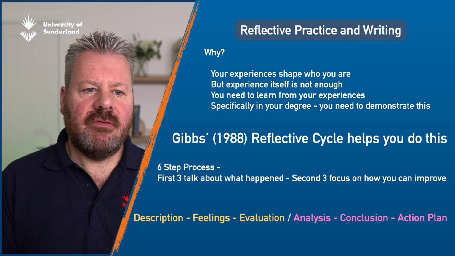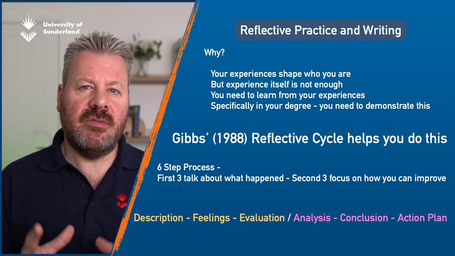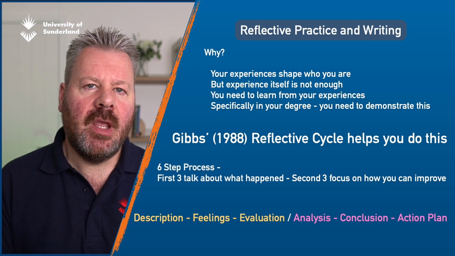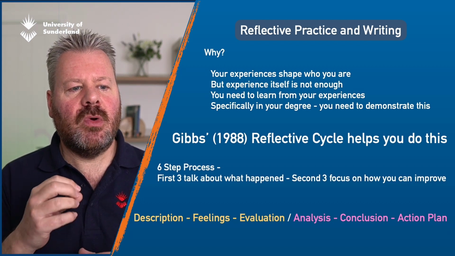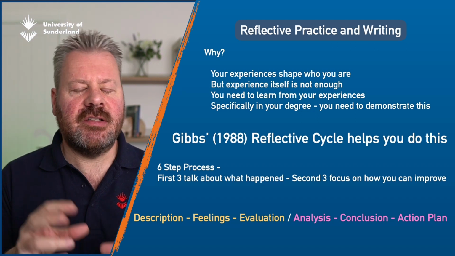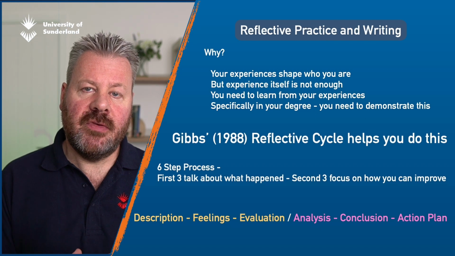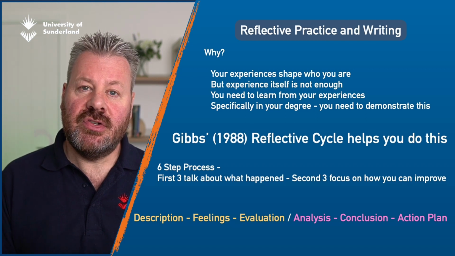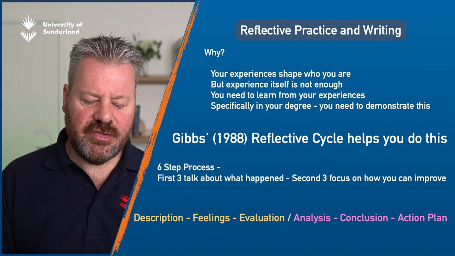Gibbs' 1988 reflective cycle helps you do this particularly well, and it's the main reflective model that's adopted in healthcare. It's a 6-step process. You can see here that the first 3 talk about what happened, and that's your description, your feelings and your evaluation. And the second 3 focus on how you can improve, and that's your analysis of the situation, which is your opportunity to bring in some evidence, your conclusion and your action plan.